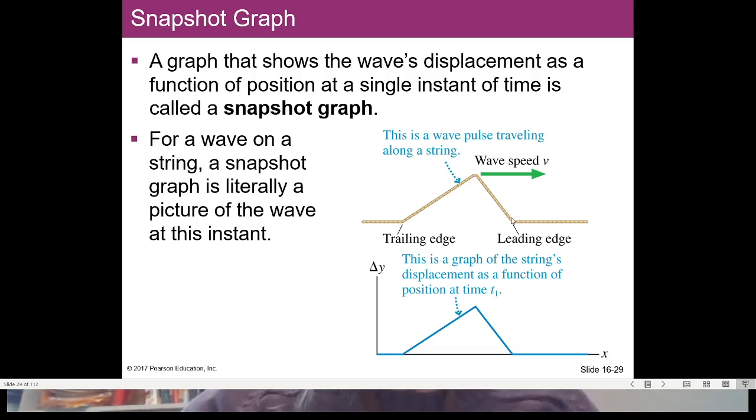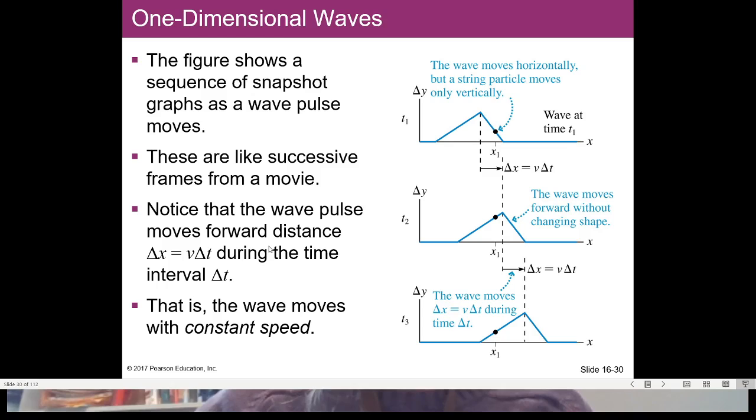And this is a snapshot graph, because why? Because it's like a photograph taken at a particular point in time. So all of these points here, they're all at different x's, but they're all at the same time t. So it's literally a picture of the wave at that instant.